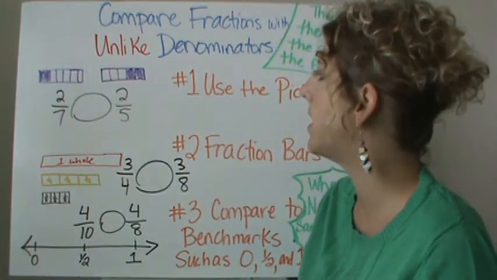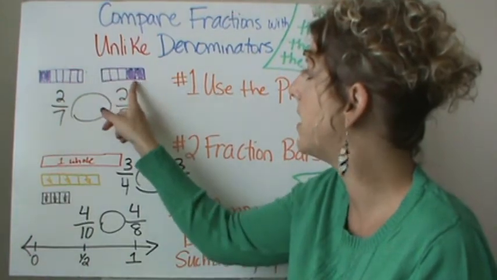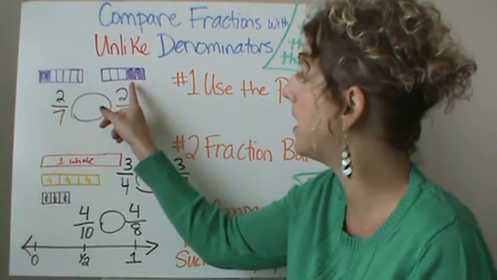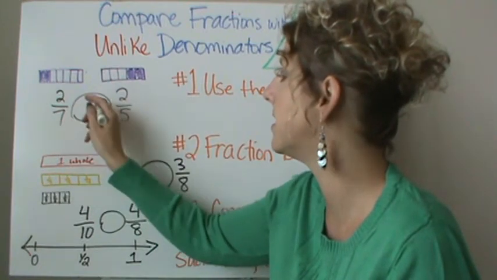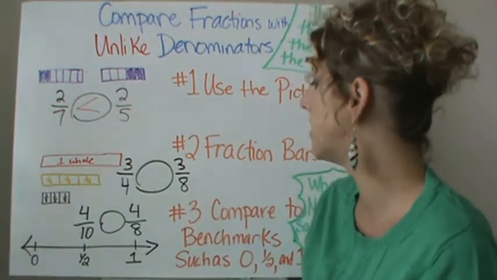Okay, so if we use the picture, we can see that 2/5 looks a little bit bigger than 2/7. So 2/7 is less than 2/5.